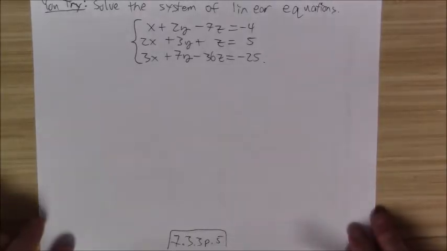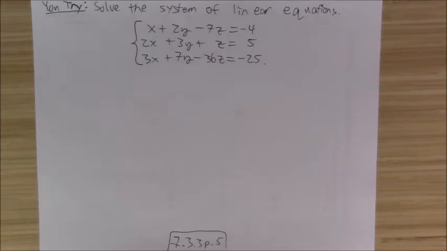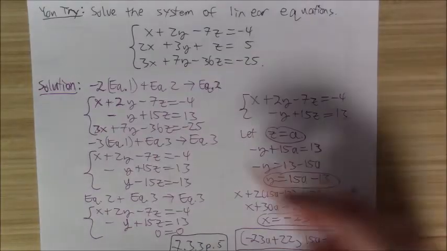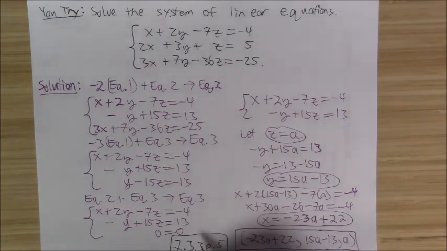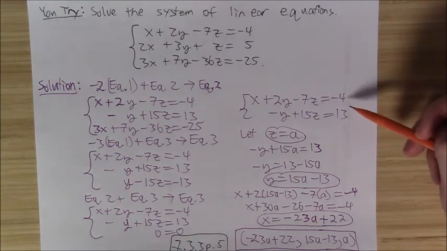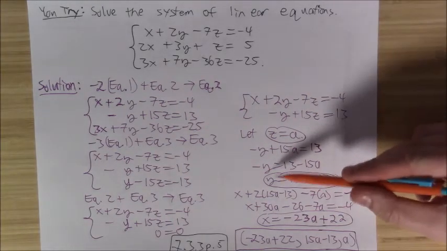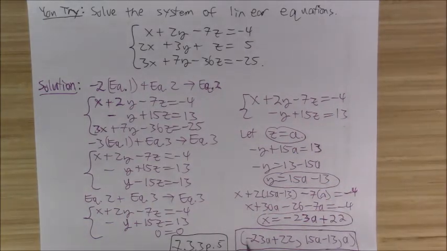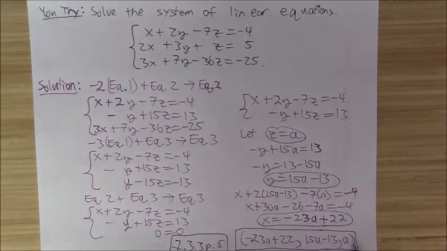And now it's your time to work an example. Go ahead and solve the following system of linear equations. Again, you expect infinitely many solutions. On the count of 3, I will reveal the solution. 1, 2, 3. So here you do your row operations until you get 0 equals 0. We get rid of that equation and end up with just 2 equations. Because of that, we let z be a, and then we solve out for y and x, and we end up with our solution being -23a plus 22, comma, 15a minus 13, comma, a.